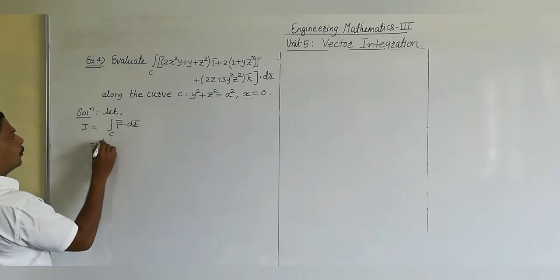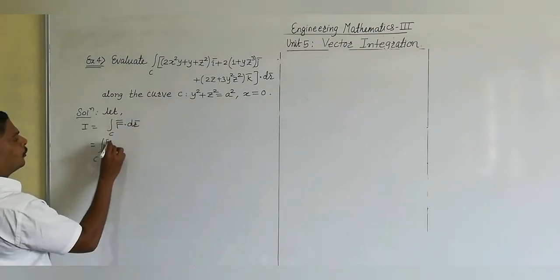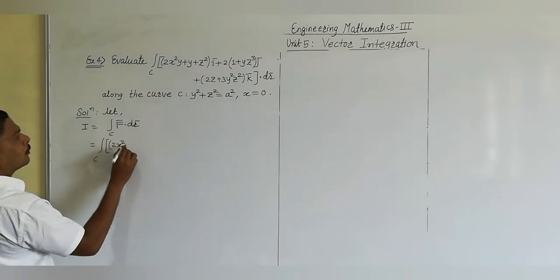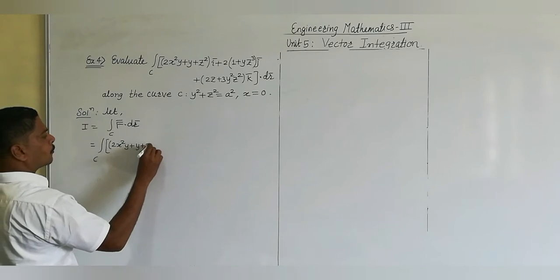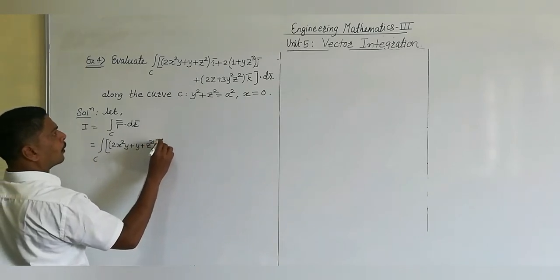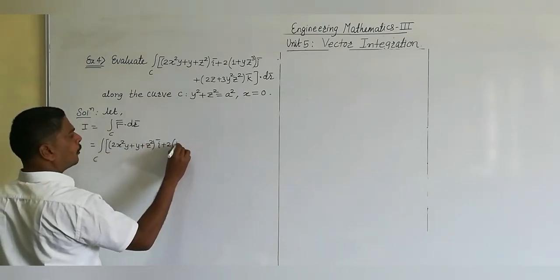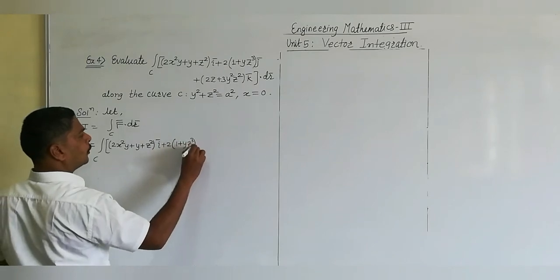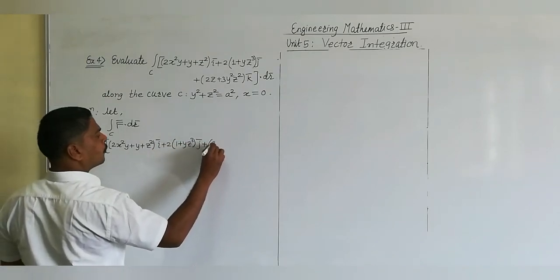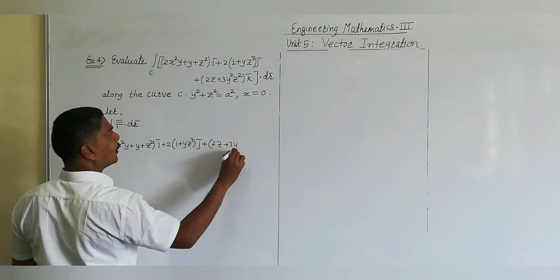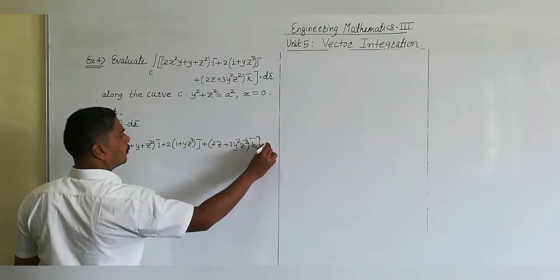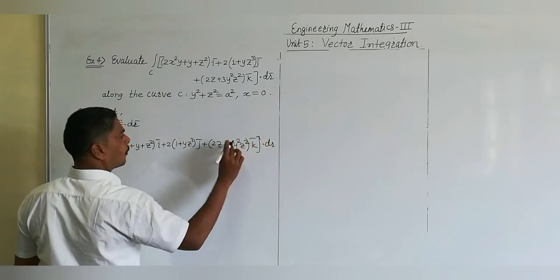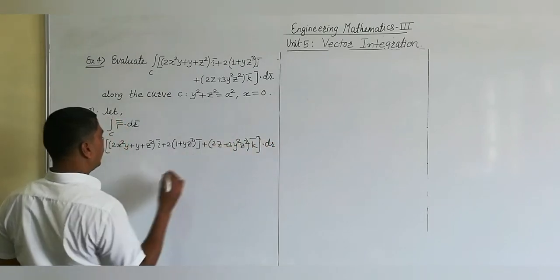So this is equal to integration over c of 2x square y plus y plus z square into i bar plus 2 into bracket 1 plus y z cube into j bar plus into bracket 2z plus 3y square z square into k bar dot dr bar. Okay, so this is given integral.